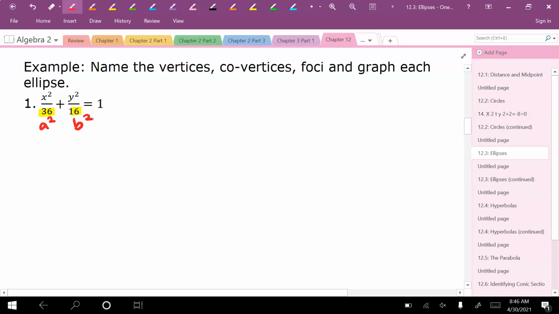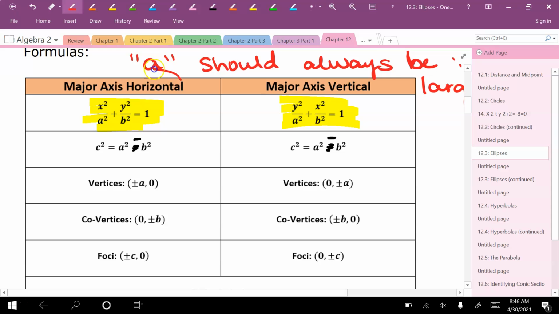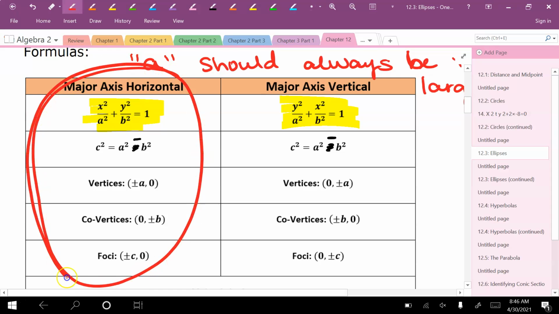Now, since 36 has x squared above it, that means that we're going to use this side of my chart, because x squared is above the a squared in that formula. So to find my vertices, my co-vertices, and my foci, I'm going to use all of this stuff from the left-hand side. That's how I differentiate which part of the chart I need to use.